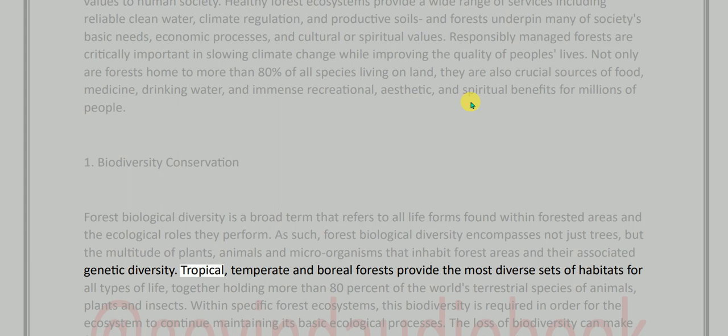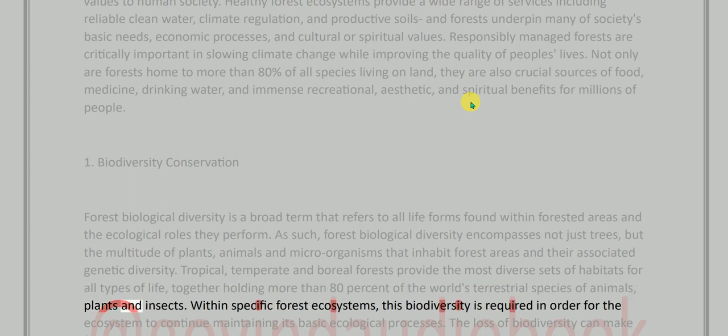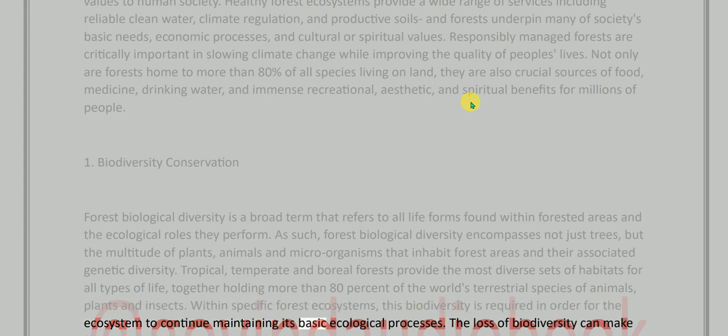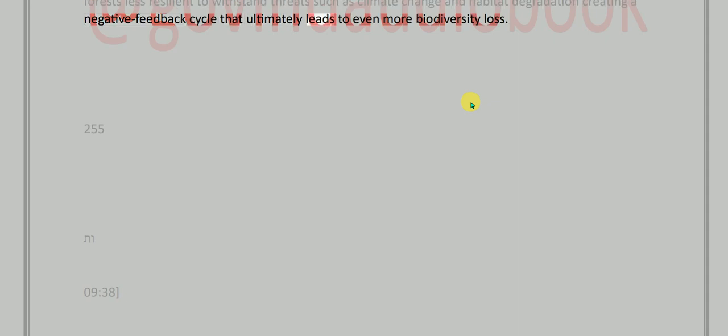Tropical, temperate and boreal forests provide the most diverse sets of habitats for all types of life, together holding more than 80% of the world's terrestrial species of animals, plants and insects. Within specific forest ecosystems, this biodiversity is required in order for the ecosystem to continue maintaining its basic ecological processes. The loss of biodiversity can make forests less resilient to withstand threats such as climate change and habitat degradation, creating a negative feedback cycle that ultimately leads to even more biodiversity loss.